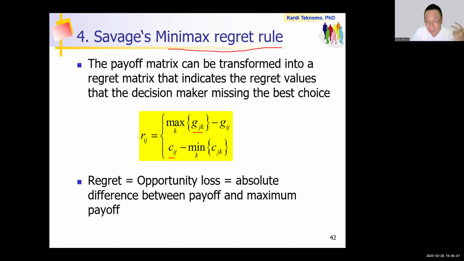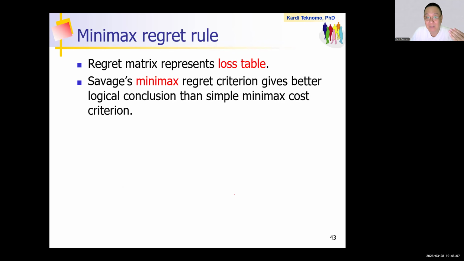The regret table is the same size as the gain or cost matrix. Regret is sometimes called opportunity loss, which is the absolute difference between the payoff and the maximum payoff. Because regret is actually loss, you minimax. This is named after a person. In fact, this is pretty good. It will give you a better logical conclusion than simple minimax cost. So use this.